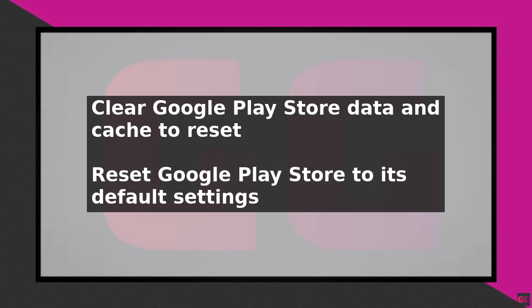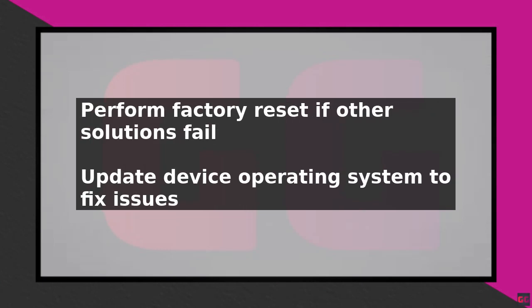If none of these solutions work, you may need to perform a factory reset on your device. This will erase all of your data, so make sure to back up your device before doing so. To perform a factory reset, go to your device settings and select the Backup and Reset option. Then, select the Factory Data Reset option and follow the prompts to complete the reset.